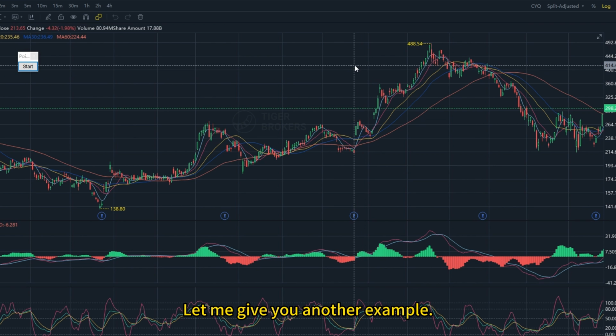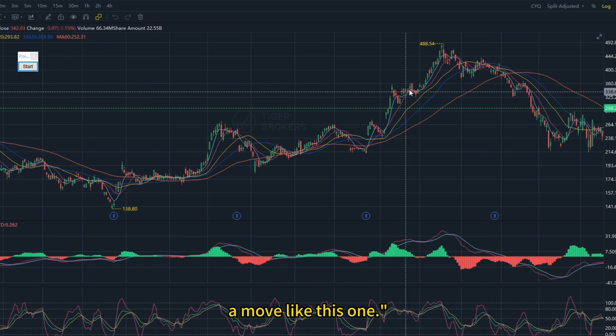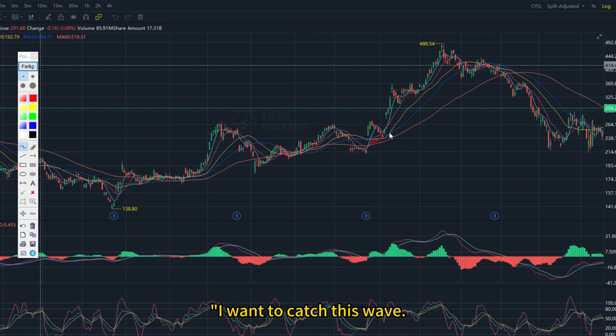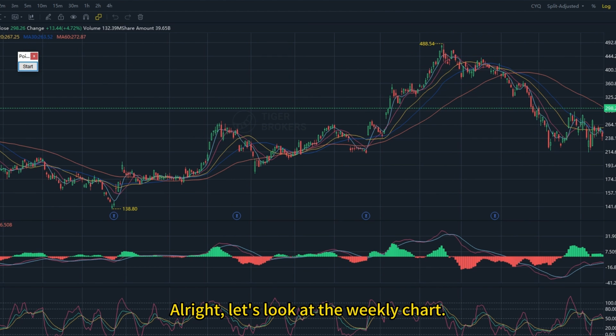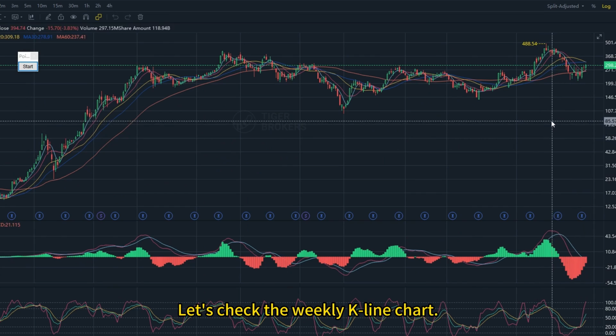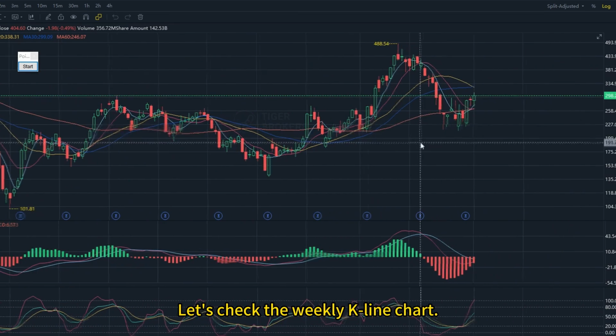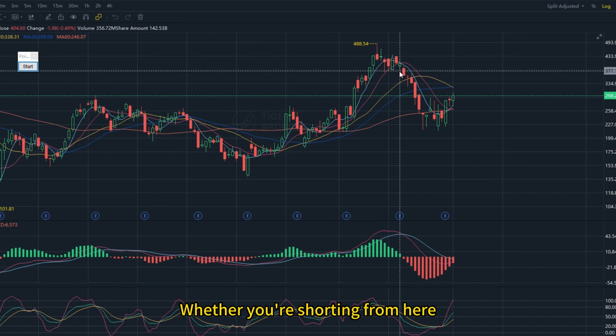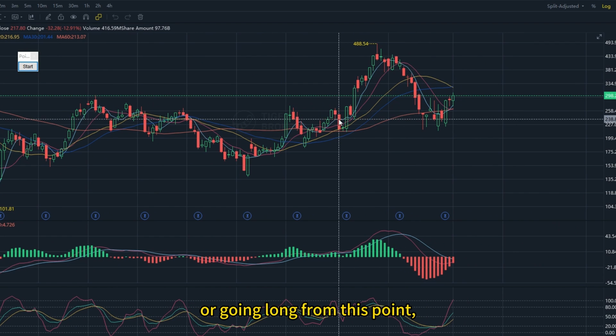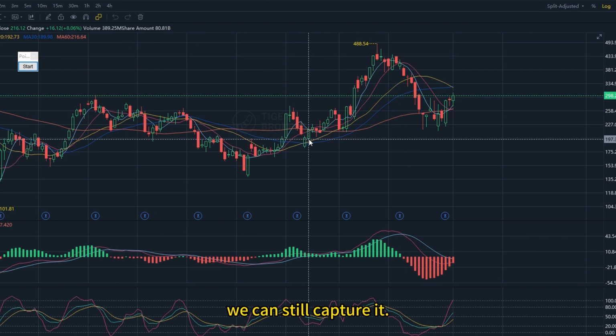Let me give you another example. Many people ask, I want to catch a move like this one. I want to catch this wave. Can I do it? I want to catch this rally. Is it possible? Let's stick with the previous example. All right, let's look at the weekly chart. Let's check the weekly keyline chart. Can we catch this kind of opportunity? Let's see. Whether you are shorting from here or going long from this point, we can still capture it.